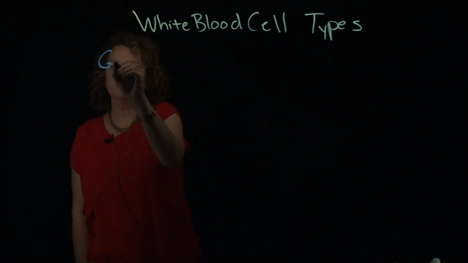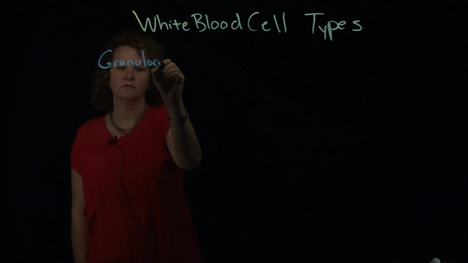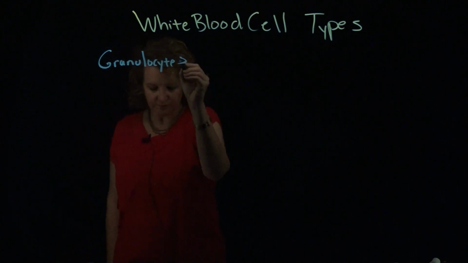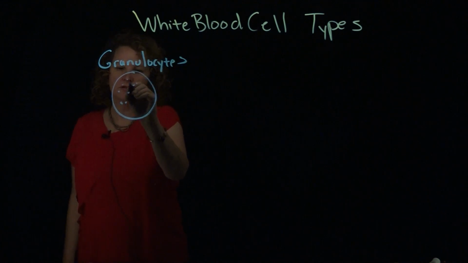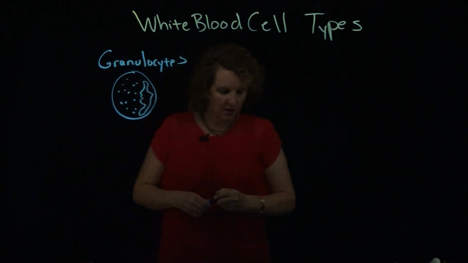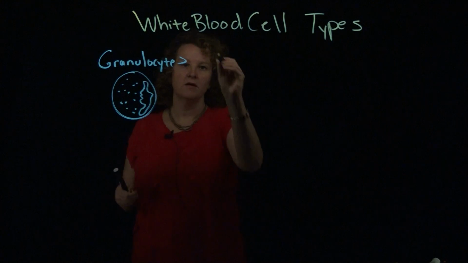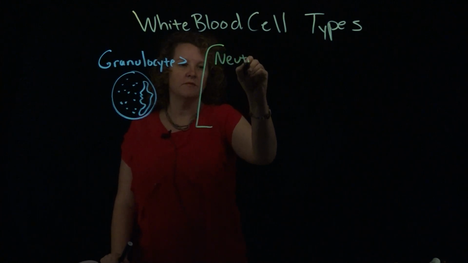So the two groups we can kind of start with are granulocytes. And those are primarily named for these large cytoplasmic granules. It does have what's called lobed nuclei. And of those types there, I'm going to just outline a few and briefly mention their functions.